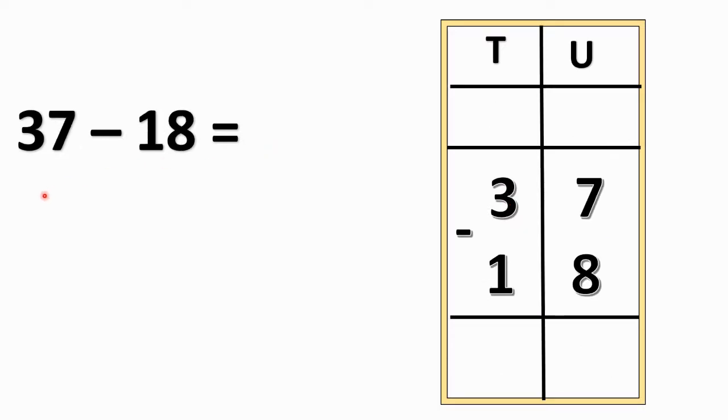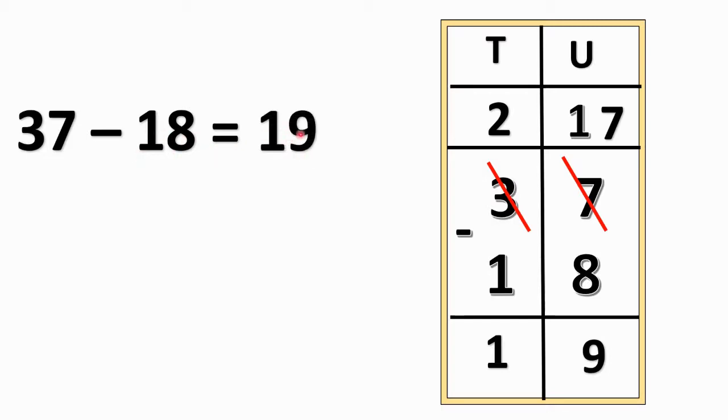Now next sum, 37 subtract 18. Here 7 is smaller than 8. So we can cut the 3 and put 2 upside and borrow 10 from 3. So how many here remaining? 2. Now we will do first the units place. 17 subtract 8 is equal to 9 and 2 subtract 1 is equal to 1. So 37 subtract 18 is equal to 19.